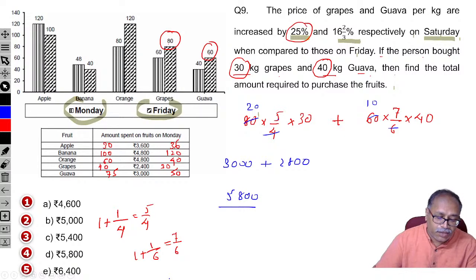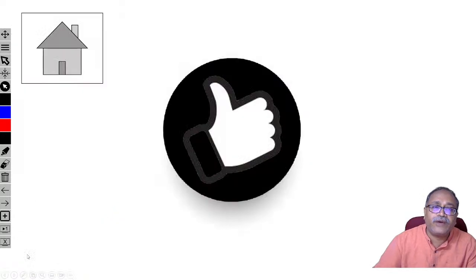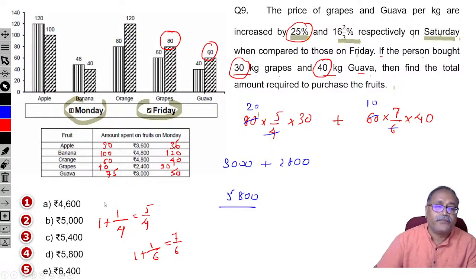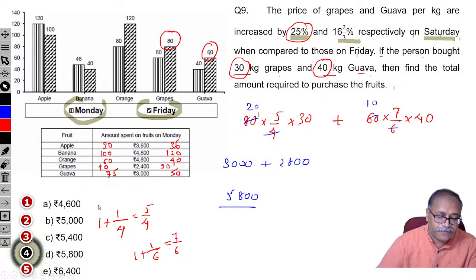Yes, do you agree with 5800? The 5800 is option 4. If you allow me to verify, let's verify. That's right. Option 4. Your answer is option 4. That's right. D is your answer, Aman.